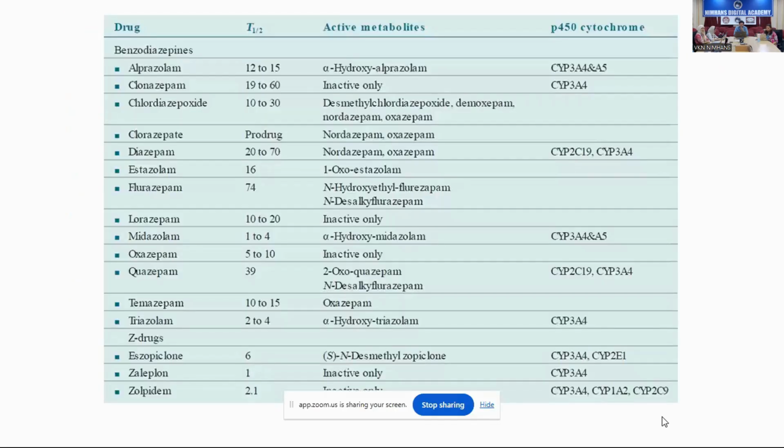Again, these are the half-lives of all the drugs that we have just discussed, and the P450 enzymes, the CYP enzymes through which they are metabolized.